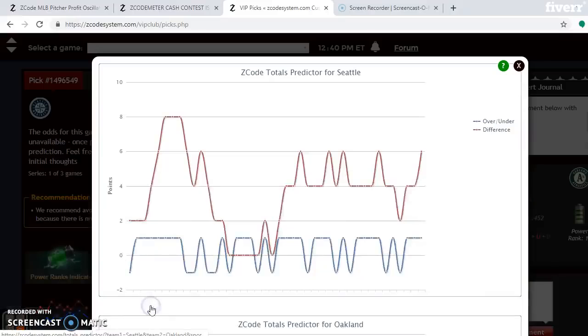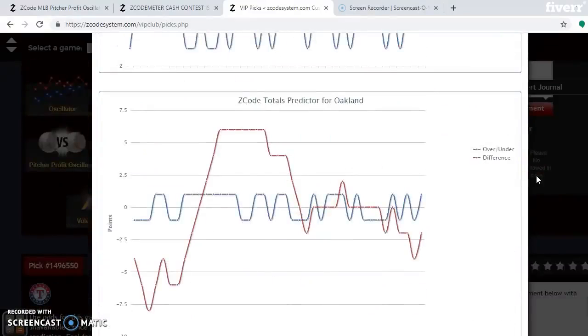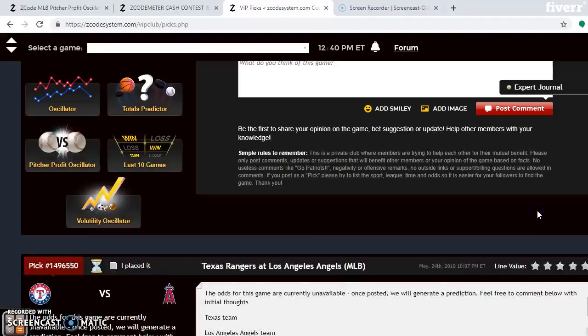Totals predictor, over underdog for this series. Well, let's see what the best bet is. Well, Seattle is playing in games that are trending well over. If you go down through here, Oakland is trending in games that are playing slightly under. You might want to avoid this since they're in opposite directions, but considering that Seattle is playing in games that are well over, you might want to edge a little bit towards the over, but that's your choice as far as that goes. It's really a 50-50 proposition whether you bet the over or under on this one.